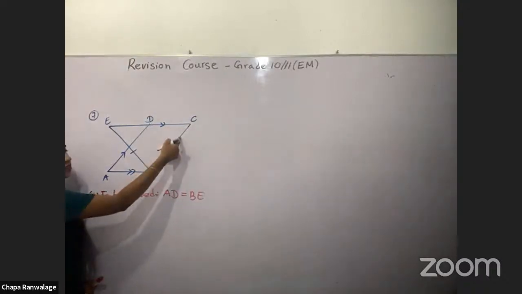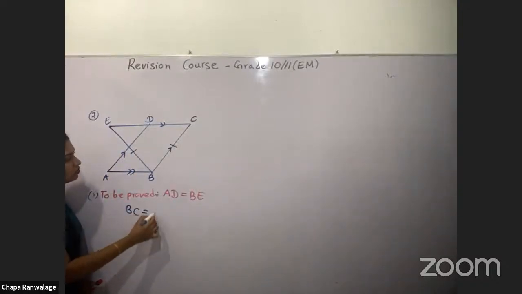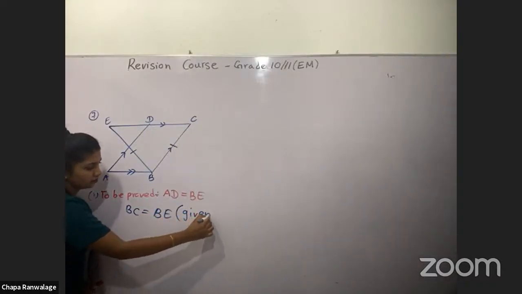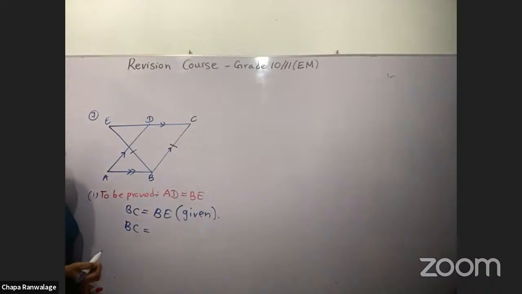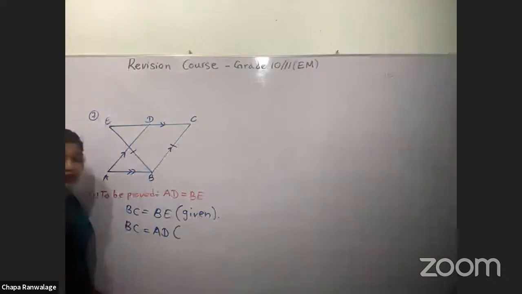What then? This one is equal to this one. BC is equal to BE. That is given. So tell me a side which is equal in length to the side BC. BC equals AD. Why?